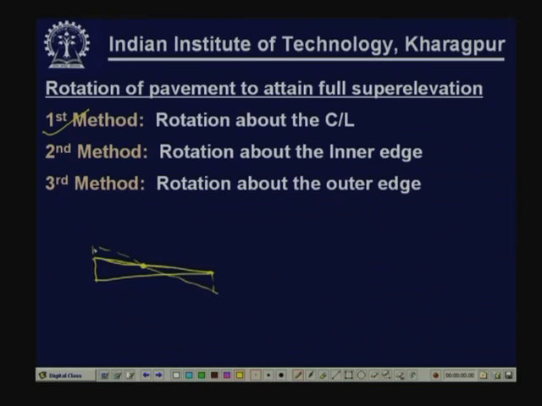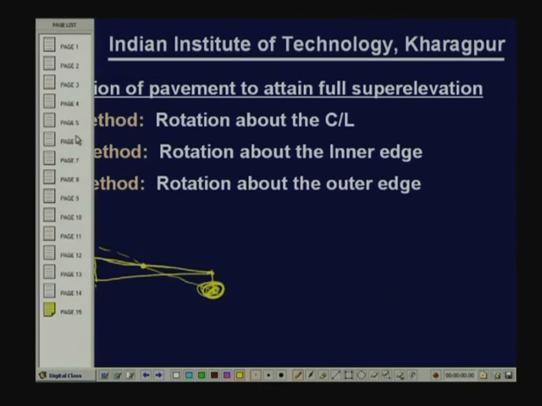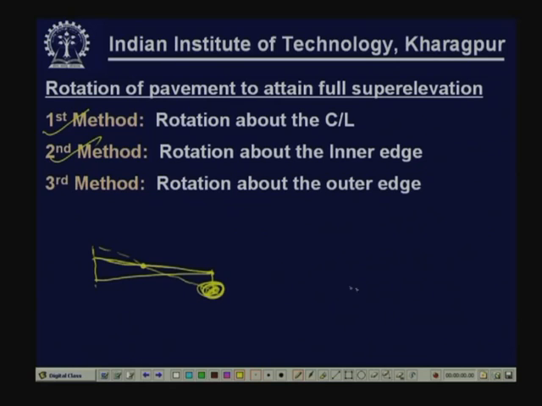So, in that case, the earthwork is balanced, but the lower edge or the inner edge is depressed. So, there could be a drainage problem in this area. The second method is rotation about the inner edge. We fix the inner edge and then rotate the pavement to have the required superelevation. Here the vertical profile of the center line is also changed. That is another disadvantage, and earthwork is also not balanced.